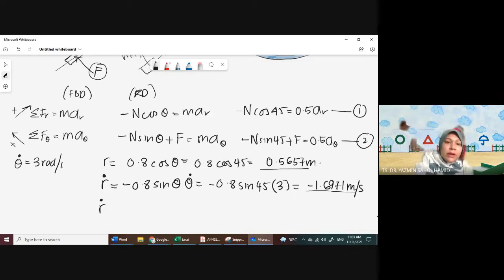So what is R double dot pula? This is maths. It will be 0.8, jadi apa? Sine, do you remember? Okay, cuba Google sekarang. Kalau tak ada Google ataupun you've taken calculus, patutnya dah belajar ni. Double dot, plus cos, jadi sin cos plus cos kan?